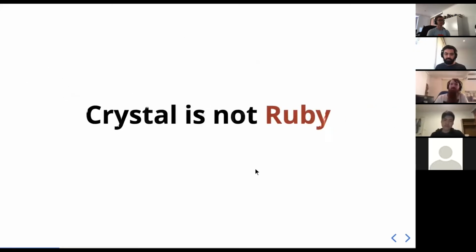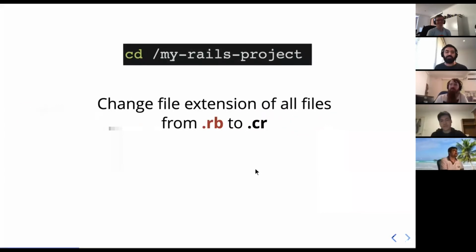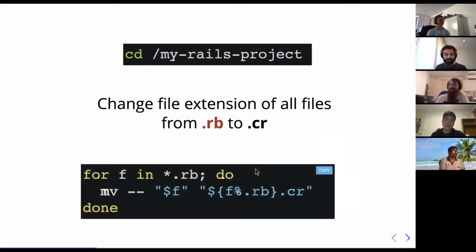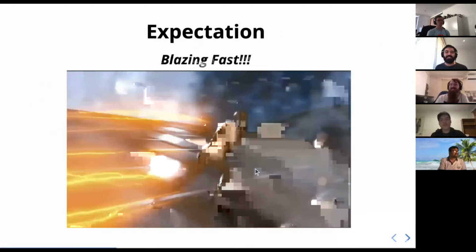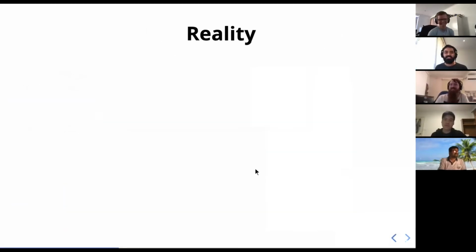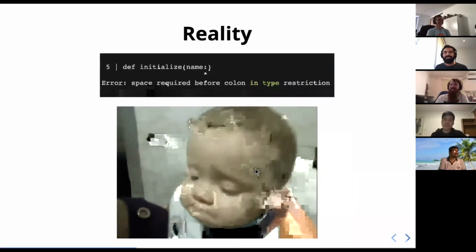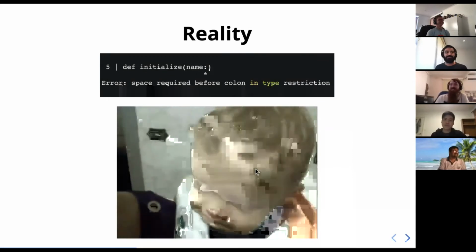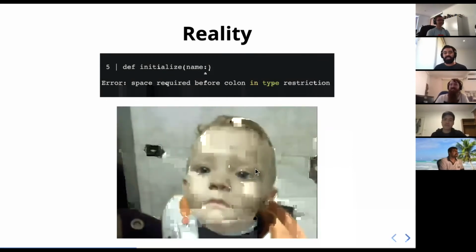So yeah, first things first, Crystal is not Ruby. Crystal is not statically typed Ruby. Syntax is similar, but they are fundamentally different languages. So if you thought you could go into your Rails project and change all your Ruby files to Crystal files by running this command in your bash, I got this from Stack Overflow, I think it works. So you did that, and your expectation is something like this. Your result is actually going to be something like this. So that's not going to fly. That didn't go as well as we thought it would.